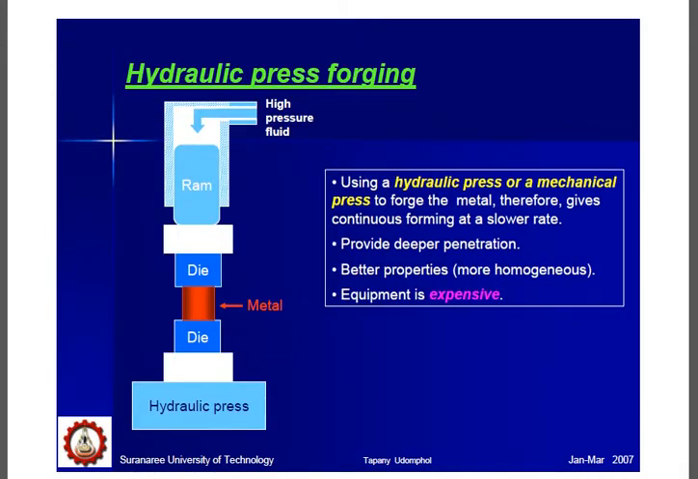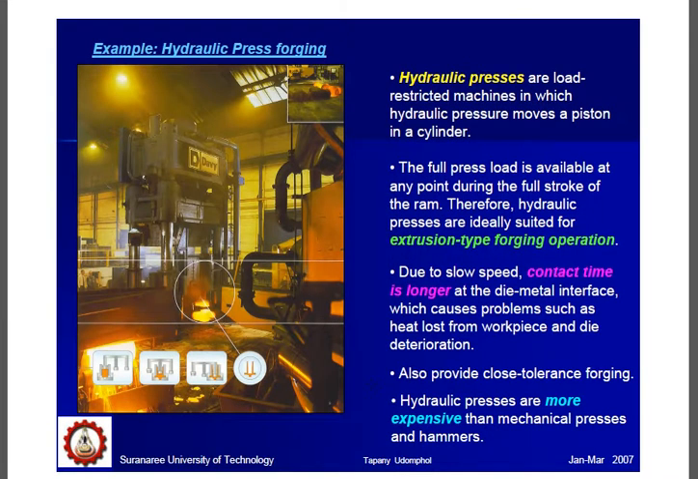Hydraulic press forging: using a hydraulic press or mechanical press to forge the metal gives continuous forging at a slow rate. It provides better properties, but the equipment is expensive. Example of hydraulic press forging.